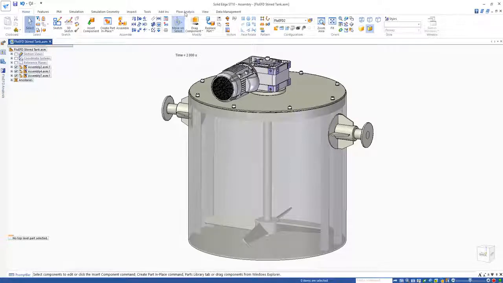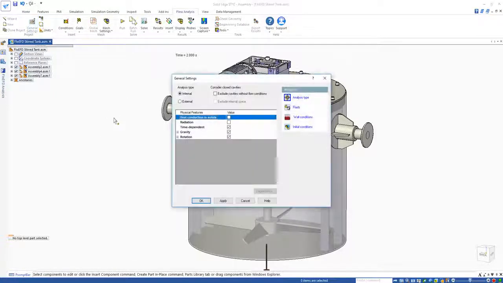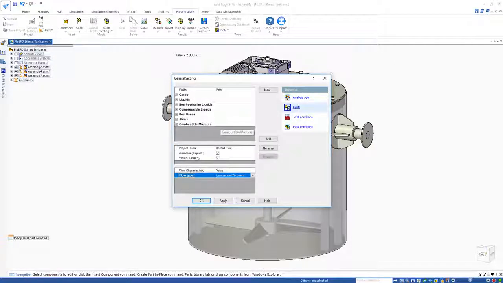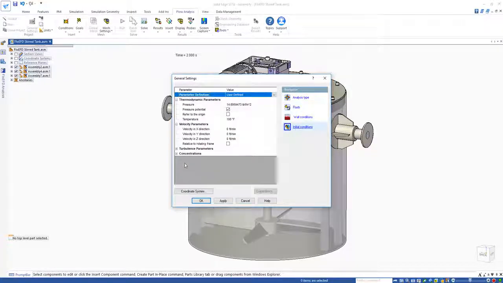So first of all, let's go over to our flow analysis tab and have a look at some of the general settings. We can see straight away this is going to be a time dependent or transient analysis, so we're going to be simulating over 2 seconds of transient. We've got gravitational effects turned on. We also have rotation with the sliding mesh turned on, so we're going to be using the moving mesh capability of FLOEFD. If we look at the fluids, we can see that we're mixing water and ammonia together. And under the initial conditions, we can see that at time 0 it's going to be 100% ammonia in the tank as the starting fluid.